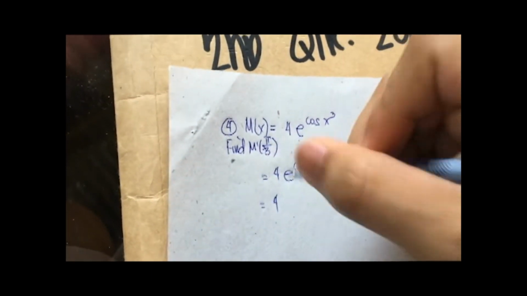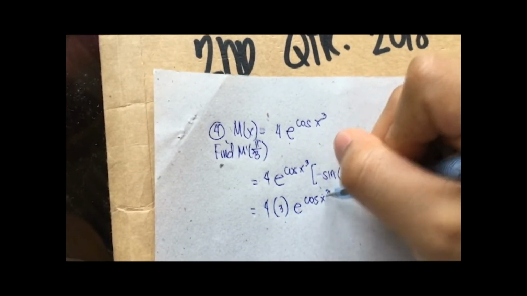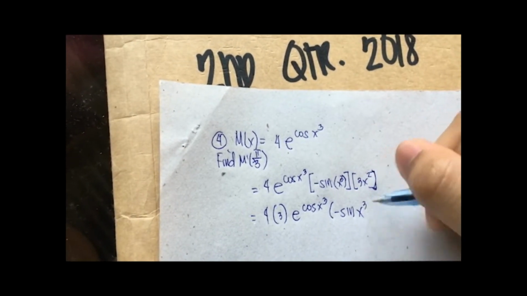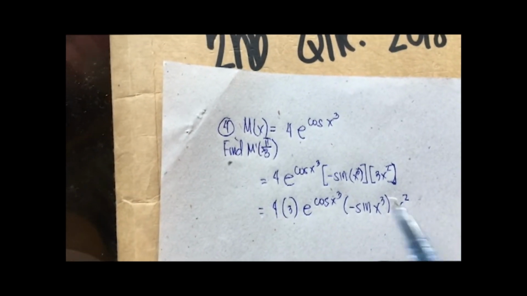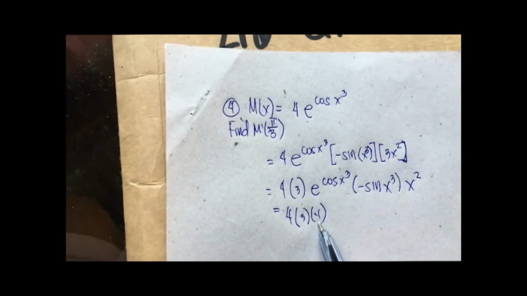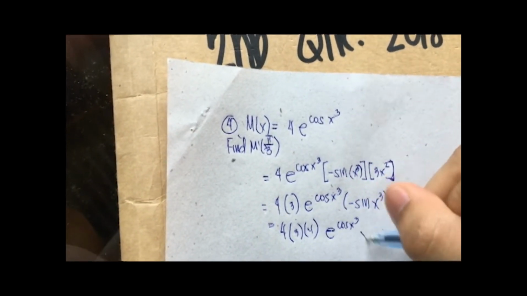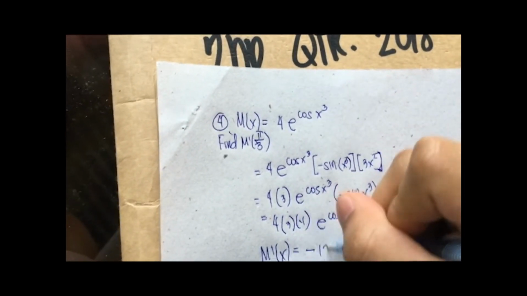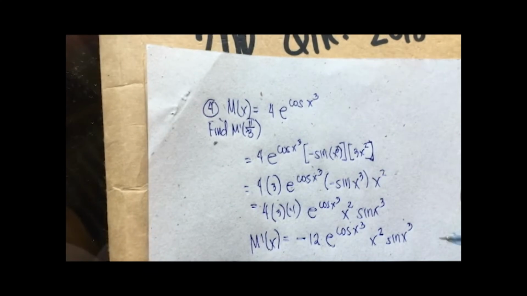Rearrange. 4 times 3 e cos x cubed times negative sine x cubed then x squared. Or you can also put the x squared here. Sorry, I reversed it. So 4 times 3 times negative 1. Why is there a negative 1? The negative 1 is from here. So e cos x cubed x squared sine x cubed. And you now have the derivative m prime x, negative 12 e cos x cubed x squared sine x cubed.